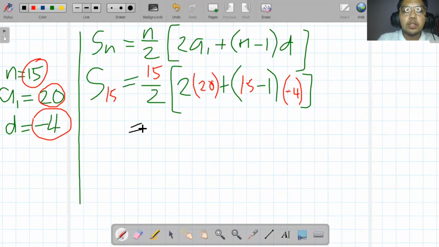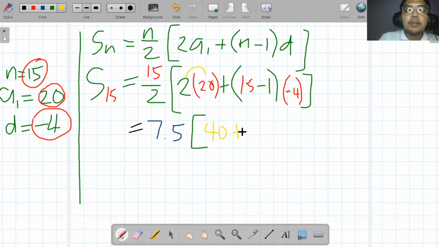So, 15 divided by 2, pila man na. 15, tungaon kaduha. So, that would be equal to 7.5. Okay, and then multiply that with, simplify everything inside the parentheses first. So this one, this is 2 times 20, that's equal to 40, plus 15 minus 1, of course, that's 14. And then again, place that inside the parentheses because you still have to multiply that with negative 4 at the right.